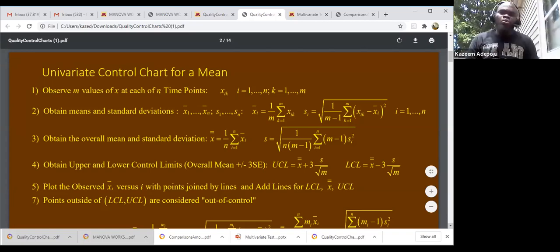But in a situation where you have more than one variable, maybe in the company you are producing more than one item, and you want to test whether this is out of control, this is out of control, and so on, then we're going to be talking about multivariate control chart. So what I want to walk you through right now is to start with the univariate control chart, because to understand the multivariate control chart, you need to understand the univariate control chart. Are you guys hearing me?